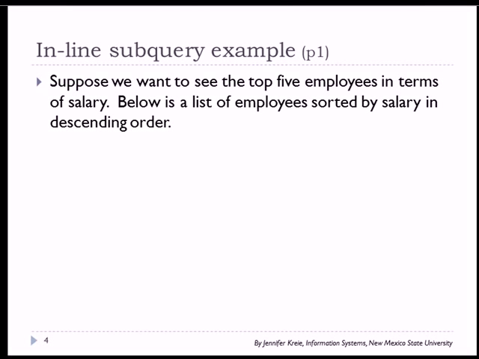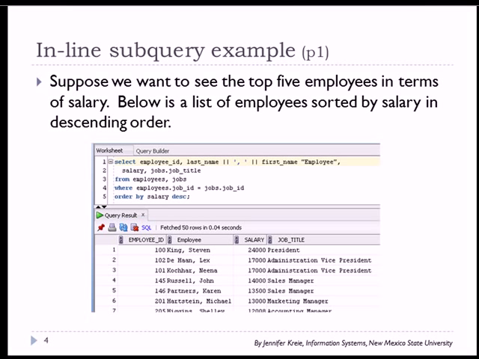So let's suppose we want to see the top 5 employees in terms of salaries, and this is dealing with the HR schema. If I write an SQL statement that gives me the employee ID and name, salary, and job title using employees and jobs, and then order it by salary in descending order, we see that Stephen King is being paid the largest amount, followed by Lex DeHaan, and so on and so forth. But I just want to see the top 5.